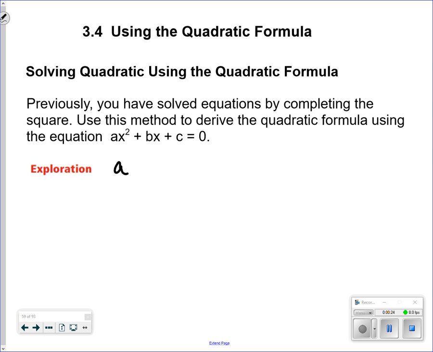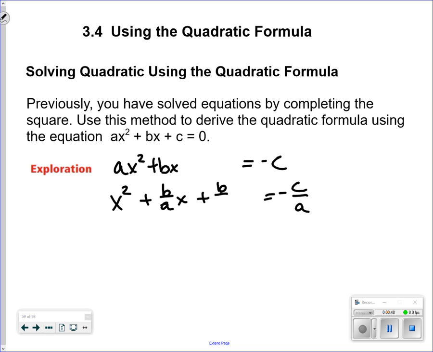Ready? Well, just like when we did completing the square previously, you're going to get just the x terms, the x squared and the x. And remember, you don't like to have an a value, so I'm going to divide everything in this equation by a. Now, how do I complete the square? I complete the square by taking half the linear term, so b over 2a squared, and add that to both sides. So I'm going to take half the b over a, so half of that squared.